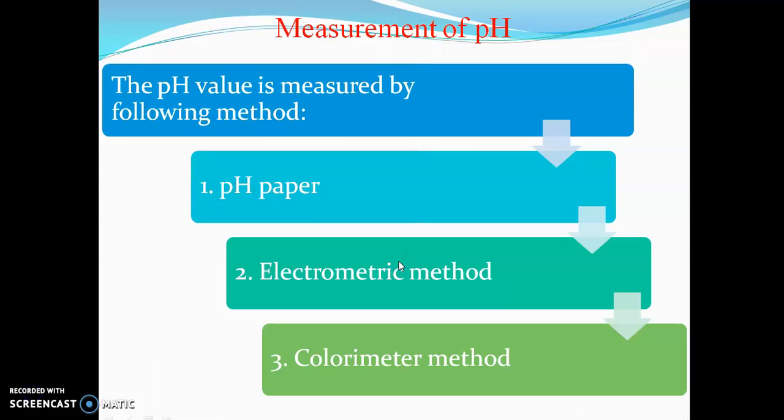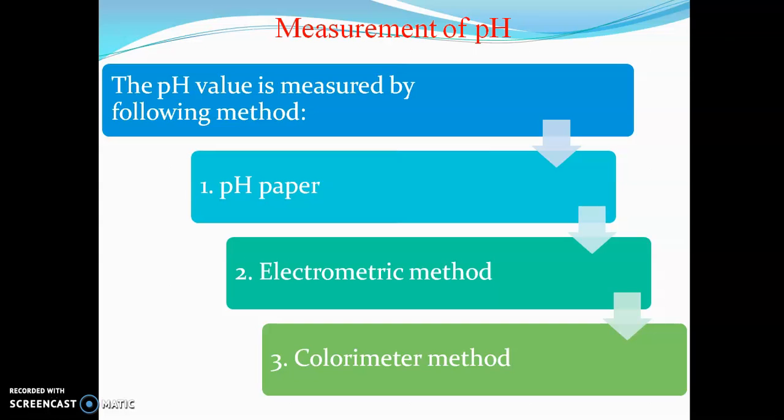Now next is the measurement of the pH. The pH value is measured by the following methods. First is the pH paper method, second is the electrometric method, and third is the colorimetric method. Firstly, the pH paper method.